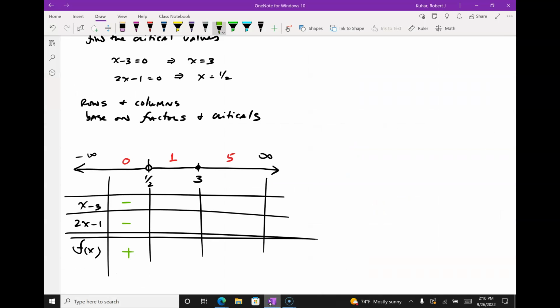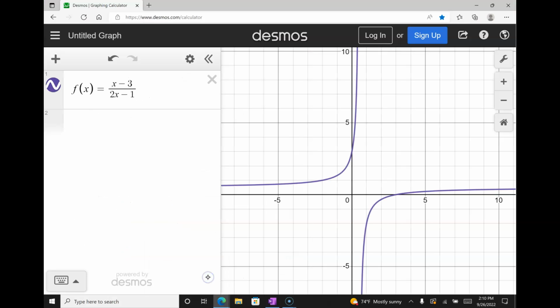When I plug the 1 in, I get a negative and a positive, so I get a negative. So between 1/2 and 3, my graph should be underground. Do you see it that way? Between 1/2 and 3, the purple graph is underneath the x-axis.